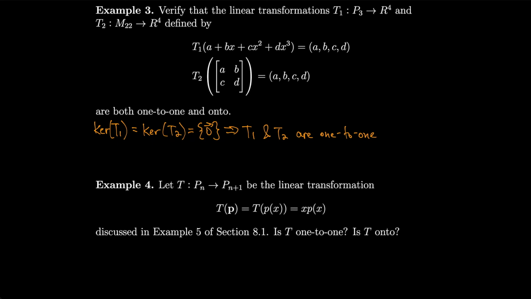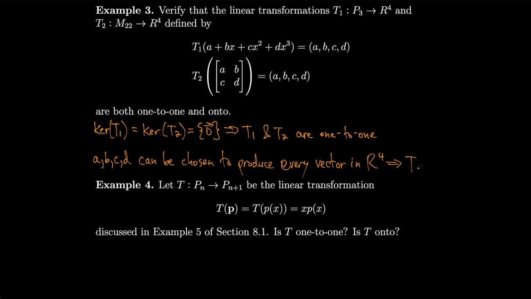So let's check now if they're onto. It should be pretty clear that you could take A, B, C, and D any way you want. They could be chosen to produce every vector in R4. So that means that T1 and T2 are onto.